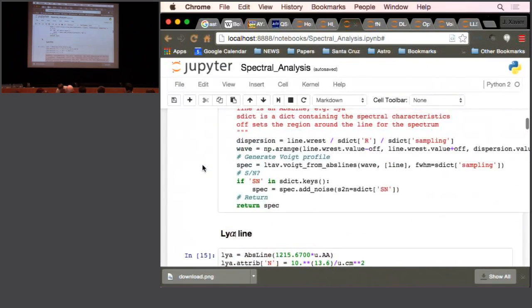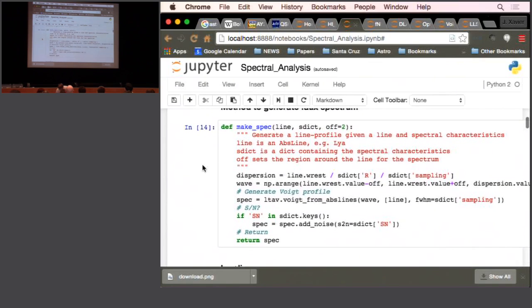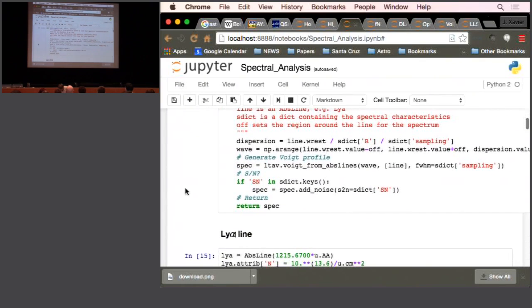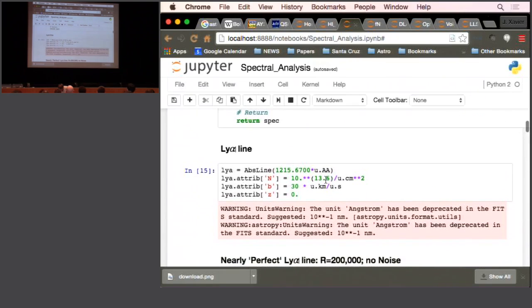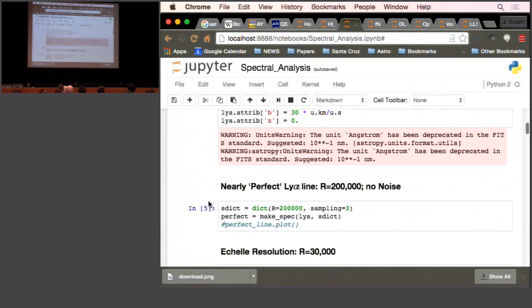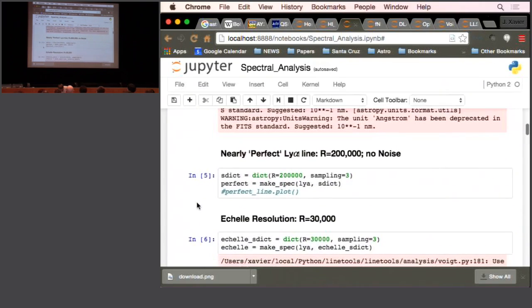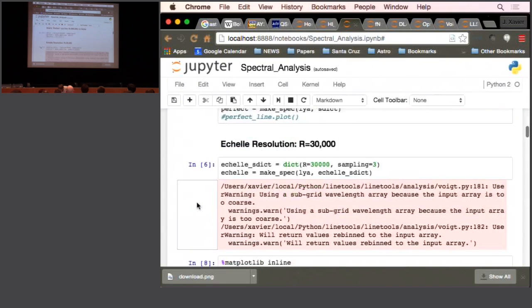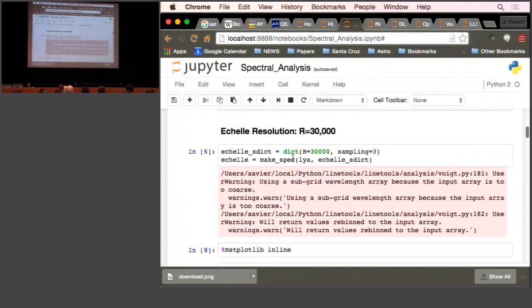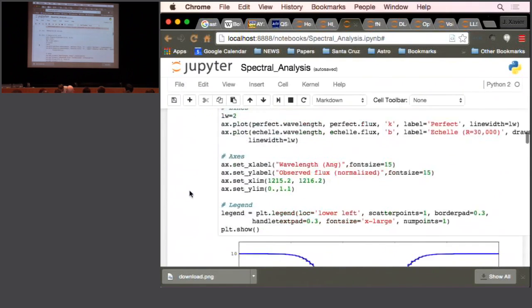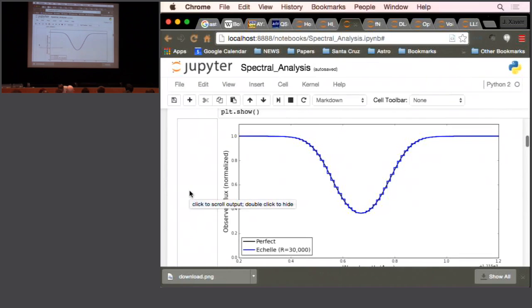Again, back to the notebook. Here now I'm making up fake spectra given some resolution, some sampling, and as you wish, some signal to noise. An idealized Lyman-alpha line again, here with a central optical depth of 1. That makes the perfect Lyman-alpha line, and now I'm making a spectrometer with an R of 30,000, sampling of 3. And here we are. So the black is the perfect line profile. You can hardly see it.